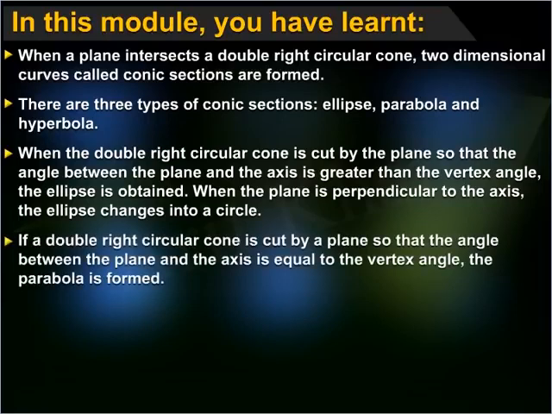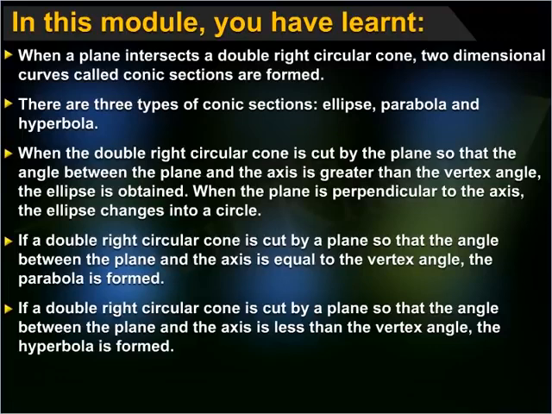If a double right circular cone is cut by a plane so that the angle between the plane and the axis is equal to the vertex angle, the parabola is formed. If a double right circular cone is cut by a plane so that the angle between the plane and the axis is less than the vertex angle, the hyperbola is formed.